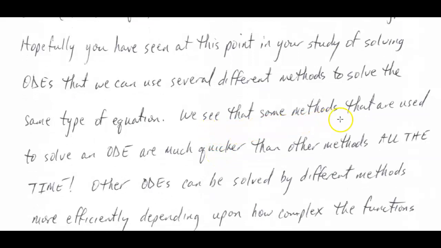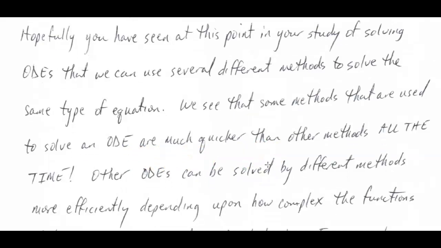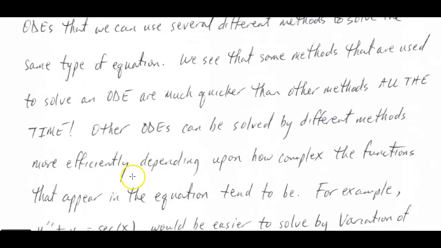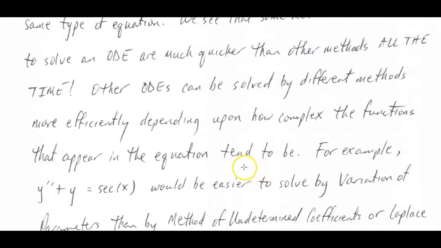We see that some of the methods that are used to solve an ordinary differential equation are much quicker than other methods all the time. In other words, we have some methods that, if we use them for certain types of differential equations, we know that they always work and they're nice and quick. Other ordinary differential equations can be solved by different methods more efficiently, depending upon how complex the functions that appear in the equation tend to be.